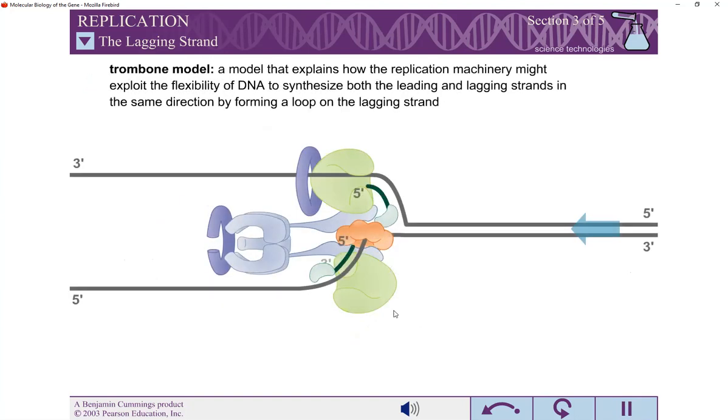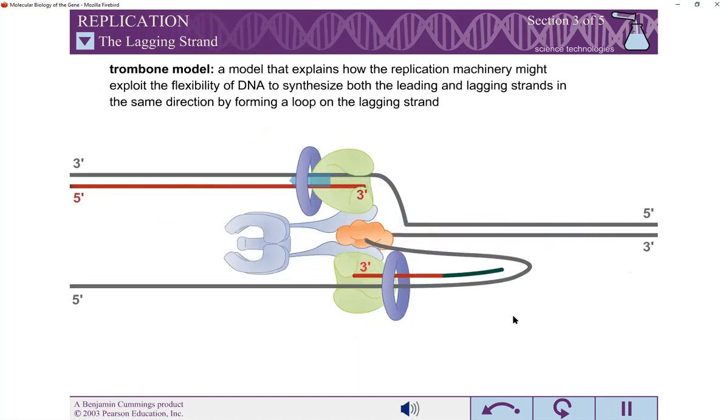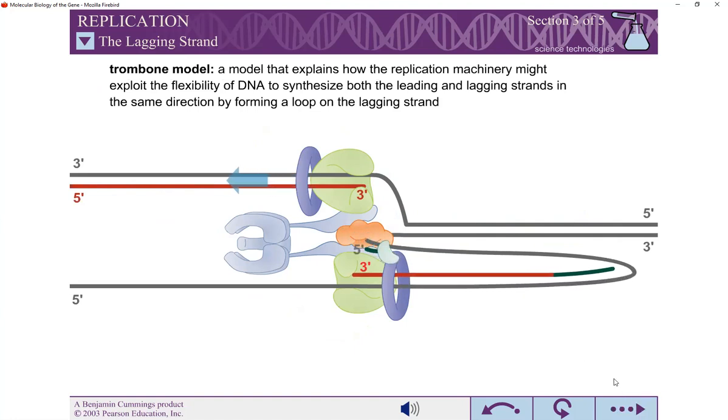The trombone model explains how the replication machinery might exploit the flexibility of DNA to accomplish this task. This model is commonly referred to as the trombone model of DNA replication. I've already told you that trombone refers to the rise and fall of an apparatus which was used to provide relevant information to sailors.